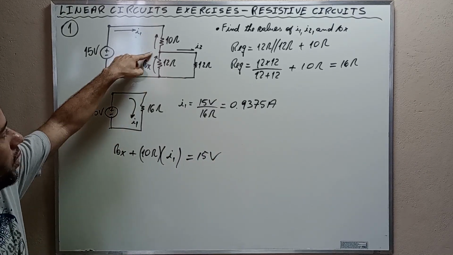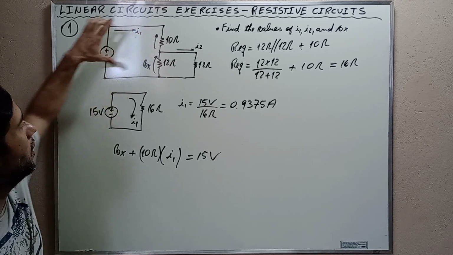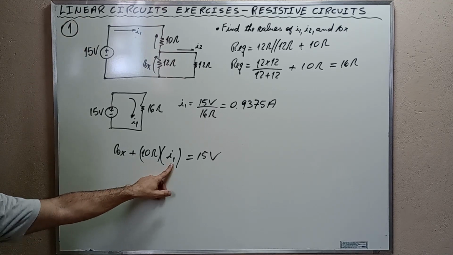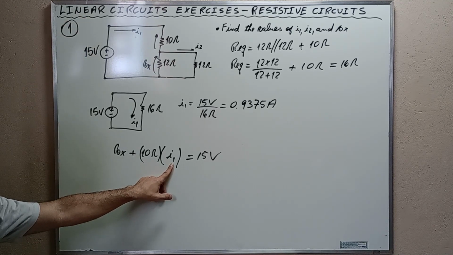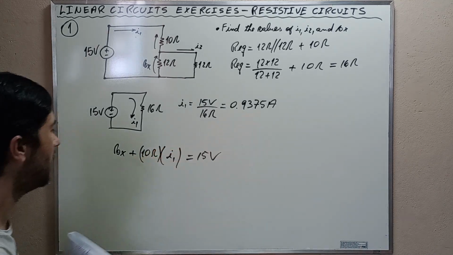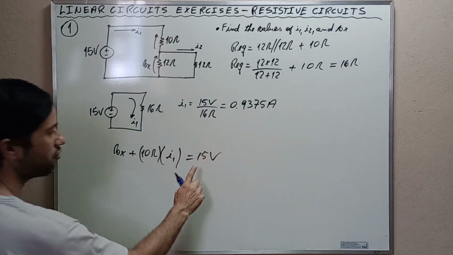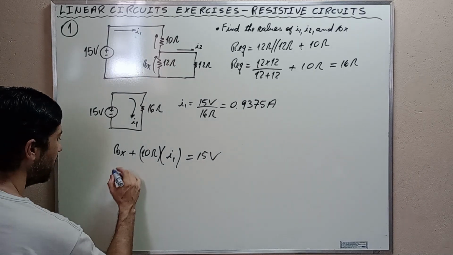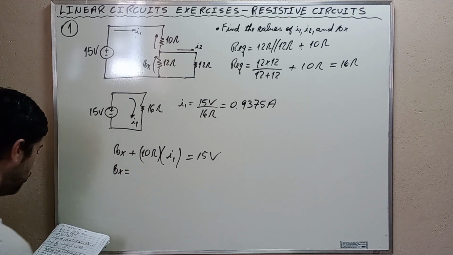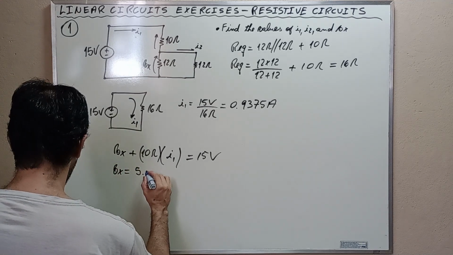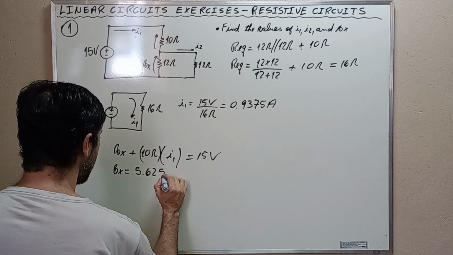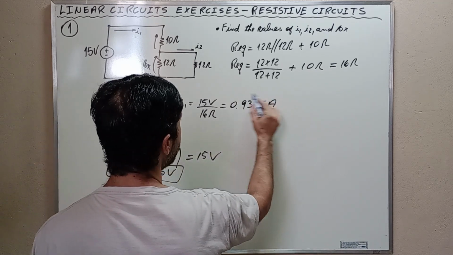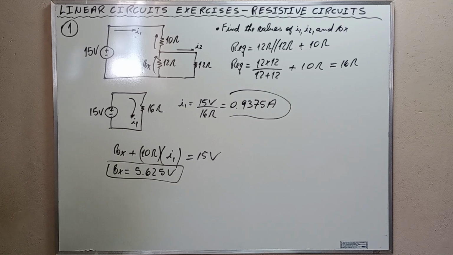This voltage from here to here and this voltage from here to here is equal to the voltage of the voltage source. Using the value of I1 and passing this to the other side, it is going to be 15 volts minus this product, and we find the value of Vx equal to 5.625 volts. This is the value of Vx, and this is the value of I1.